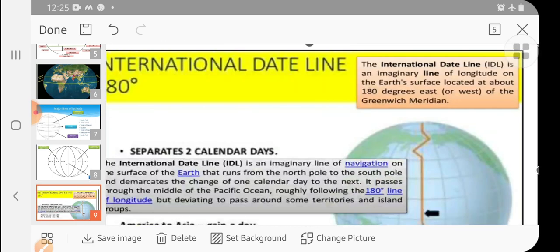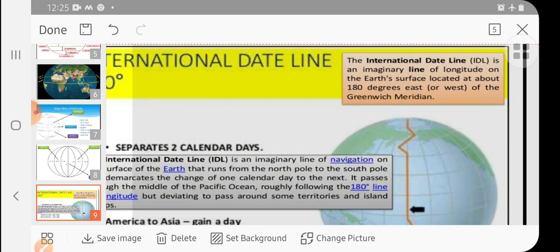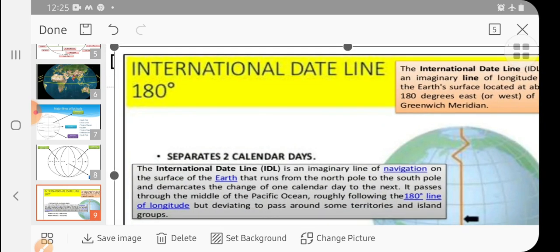Okay. So it separates two calendar days. Now what happens with this? We can understand this. The International Date Line is an imaginary line on the surface of Earth and runs from the North Pole to the South Pole. Demarcates means it indicates specifically the change of the calendar from one day to the next.